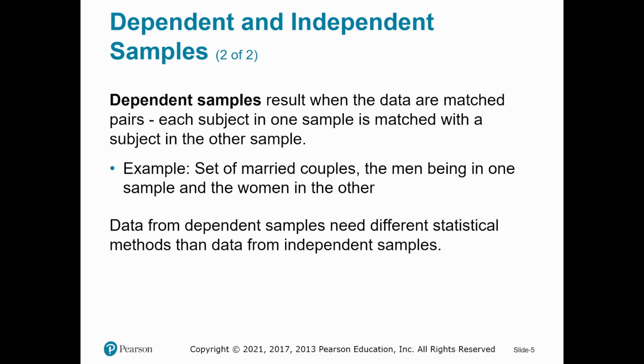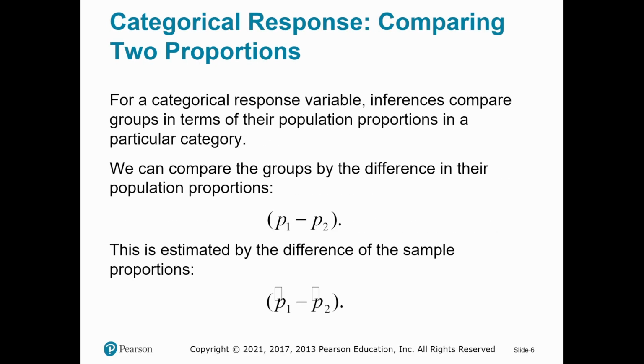Disclaimer over. Data from dependent samples need different statistical methods than data from independent samples. Like the paired t-test, it's just a t-test on differences. It's a one-sample test, right? Don't forget that. The paired t-test is a one-sample test of differences, right? It's simple. All right, so now we're going to look at independent sample tests of proportions.